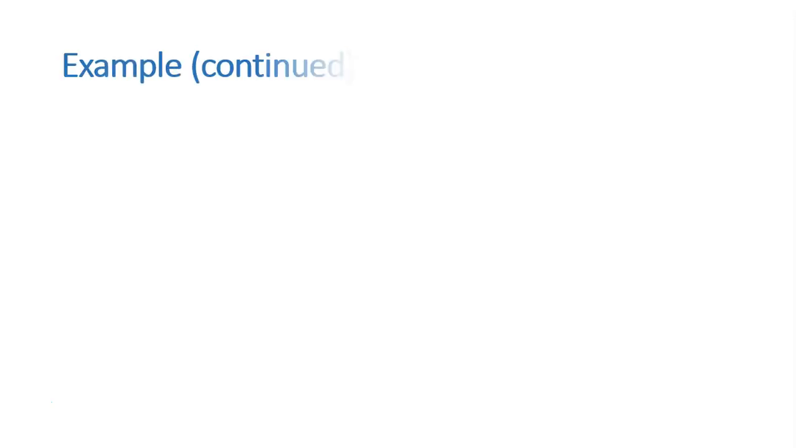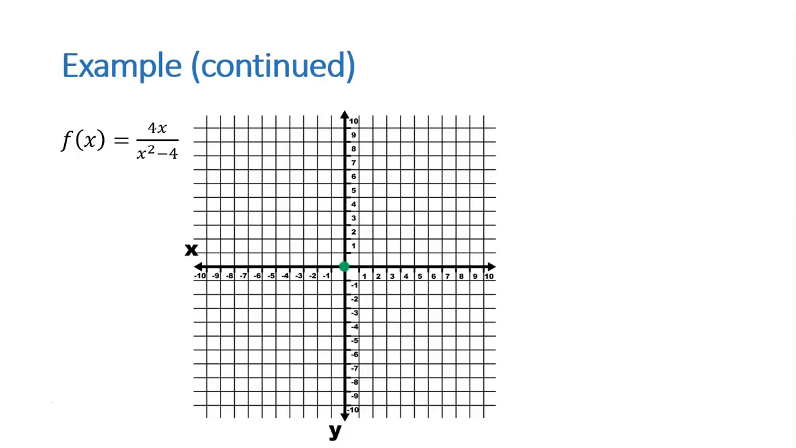Let's put everything together now. So we found our intercept at (0, 0) at the origin. We have a vertical asymptote at -2 and at +2. And we have a horizontal asymptote at y equals 0, which is the x-axis. So what we don't know is what happens to the left of the vertical asymptote. We don't know what happens on either side of the x-intercept, and we also don't know what happens to the right of the second vertical asymptote. So honestly, we have these boundaries, but we don't know too much about the graph.